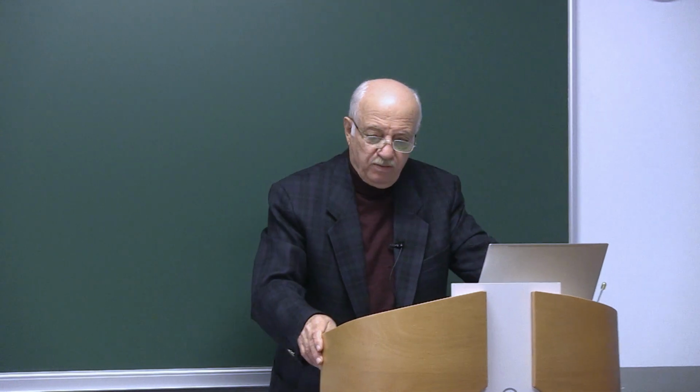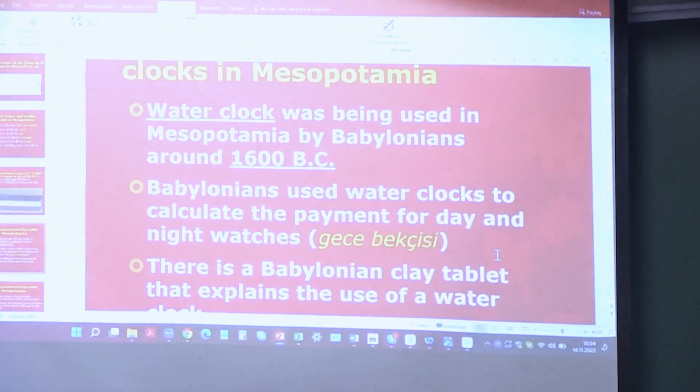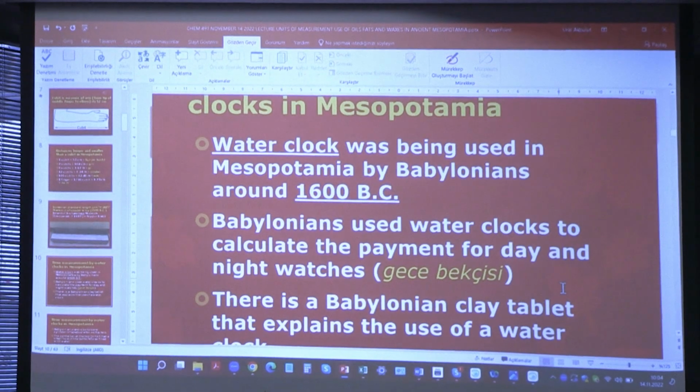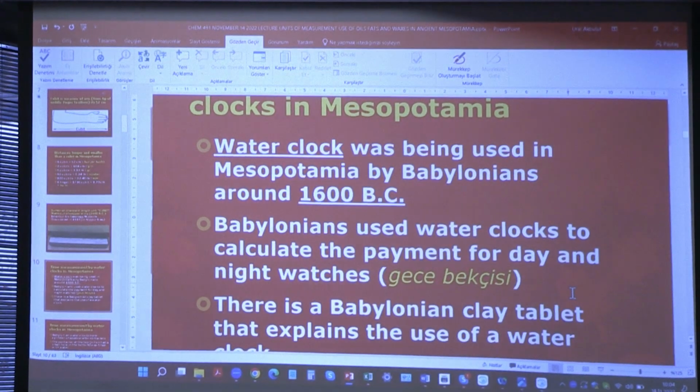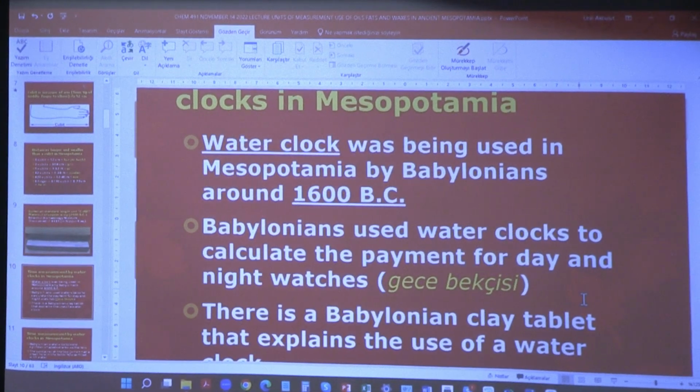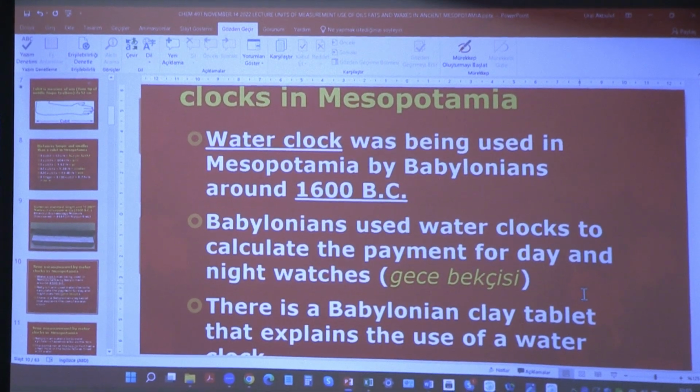So, the water clock was not, of course, invented by Galileo, because many people thought that Galileo was the inventor of the water clock. But, of course, it was invented by the Babylonians around 1600 BC, many, many thousands of years earlier.